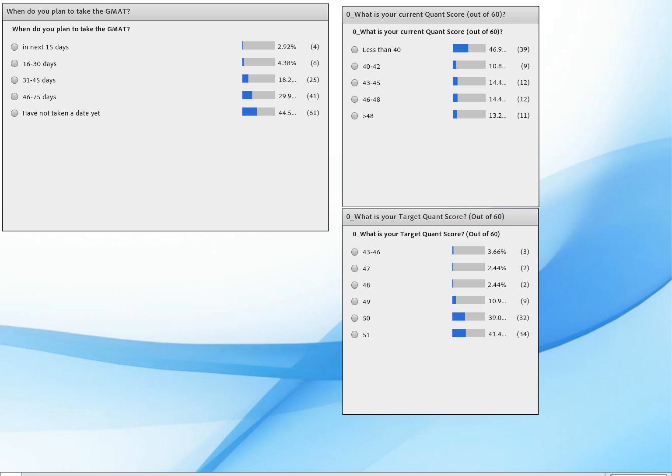Then with regards to the current quant score out of 60, what I can see is about half the class is in that less than 40 bucket. And then we have more or less an equal distribution in the 40 or 41 to 42, 43 to 45, until there are a few folks who are even scoring higher than 48. With regards to your target quant score, Q50 and Q51 account for about 80% of the class. If you add Q49, that's about 90% of the class, give or take.